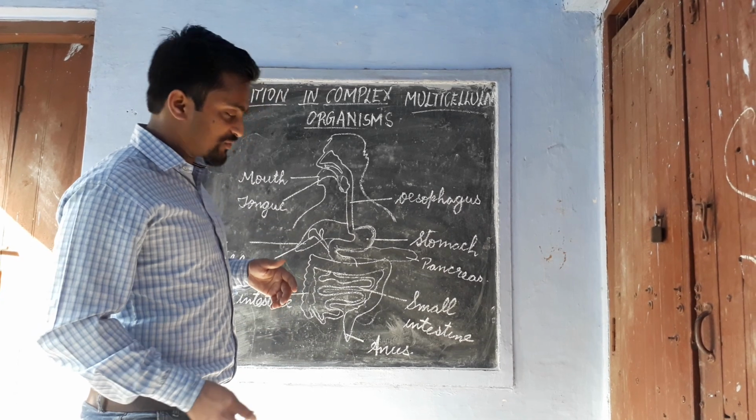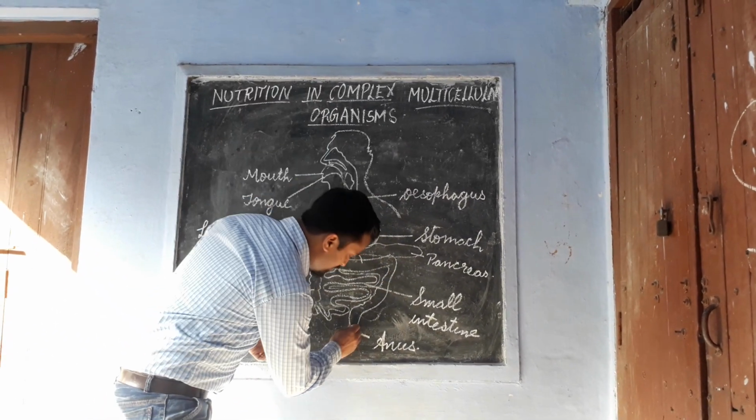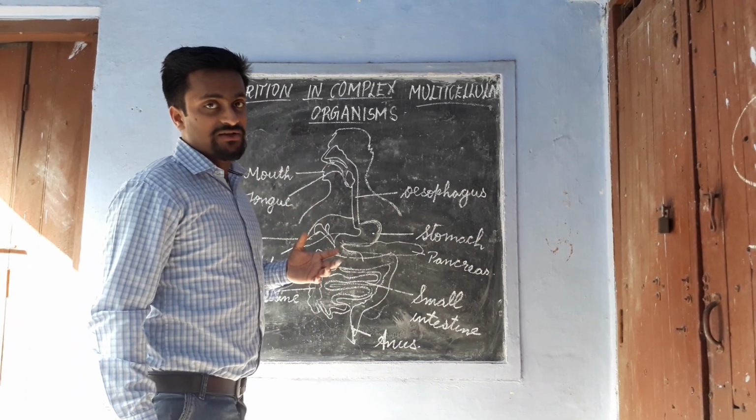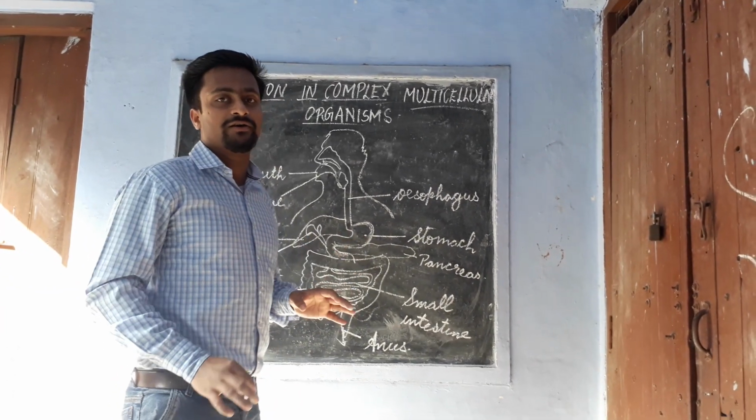After this assimilation process, whatever waste products remain are eliminated out of the body through the anus. So this was the process of nutrition in complex multicellular organisms.